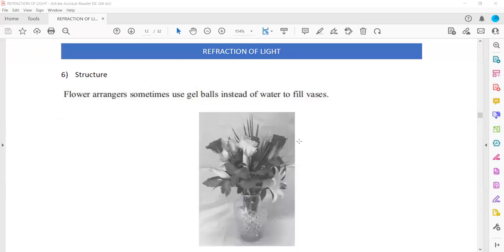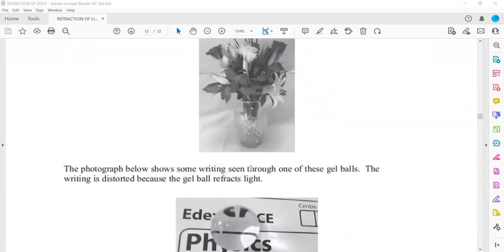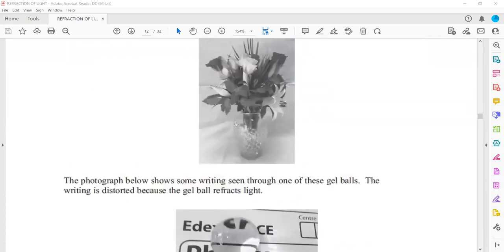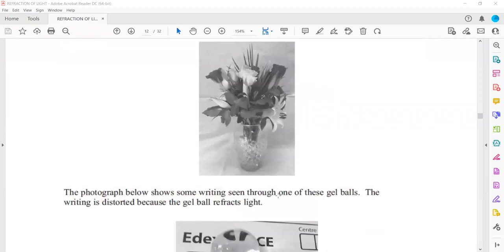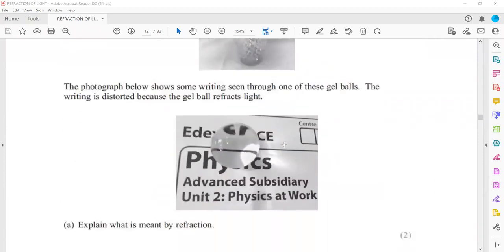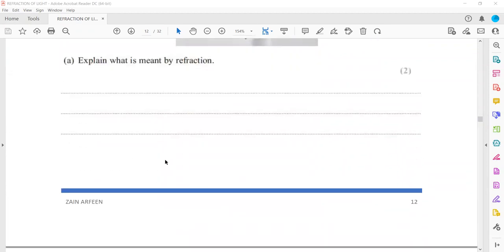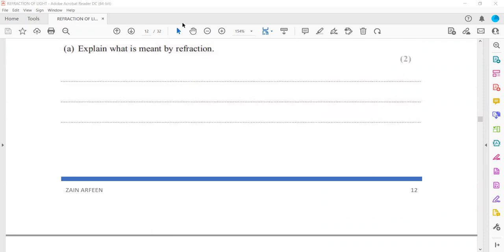In question 6, the flower arranger sometimes uses gel balls instead of water to fill the vase. These are the gel balls, as you can see. The photograph below shows some writing seen through one of these gel balls. The writing is distorted because the gel ball refracts the light. What is meant by refraction? So what is the definition or the meaning of refraction?